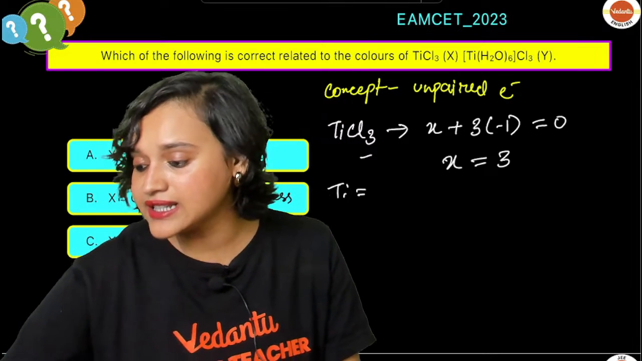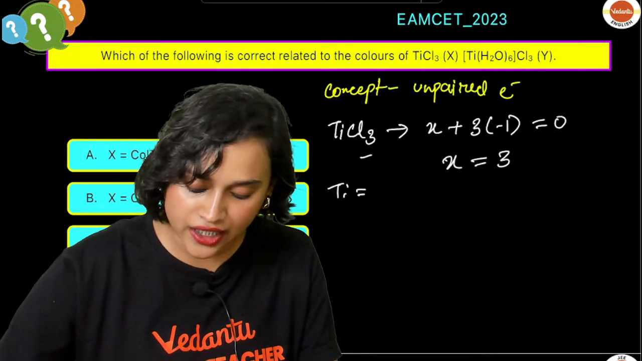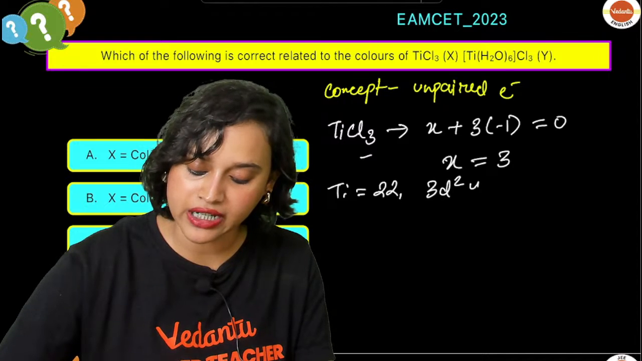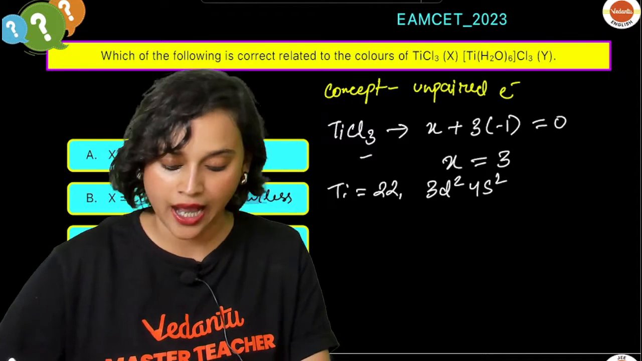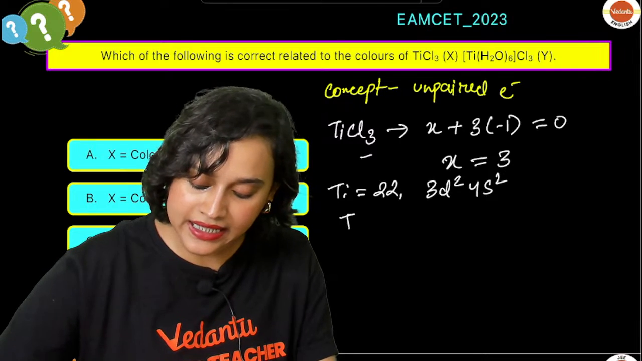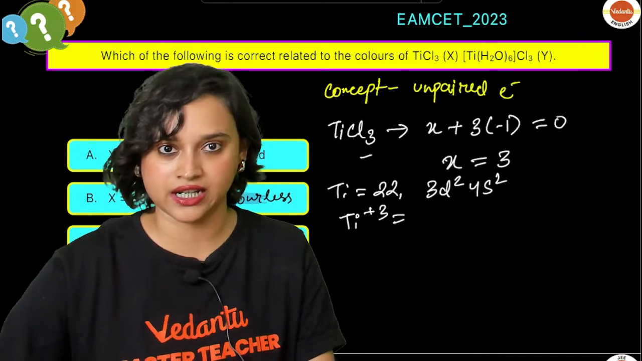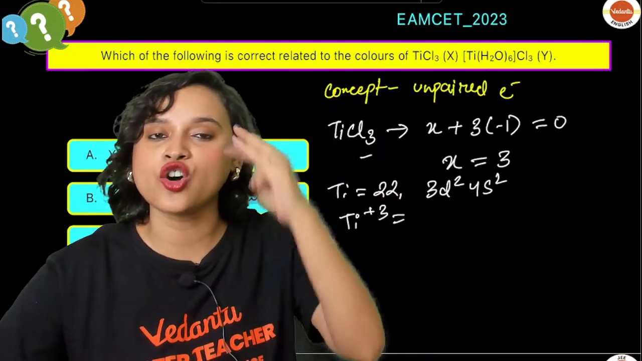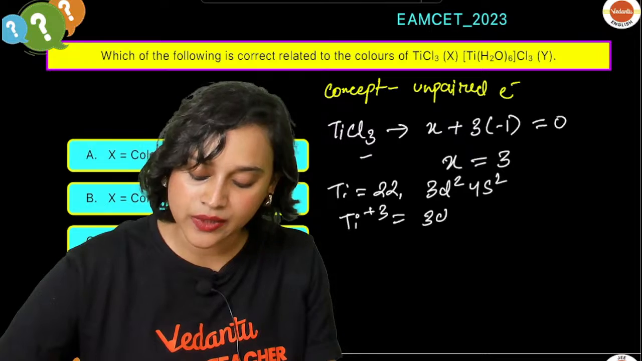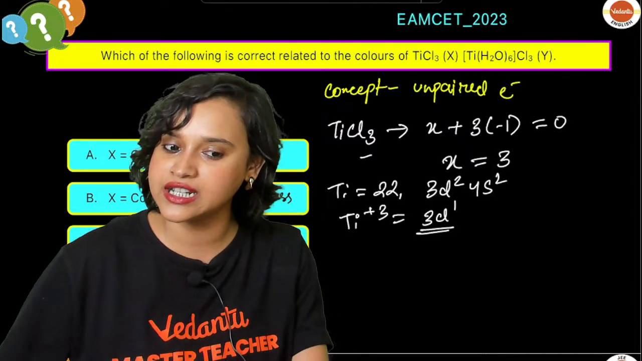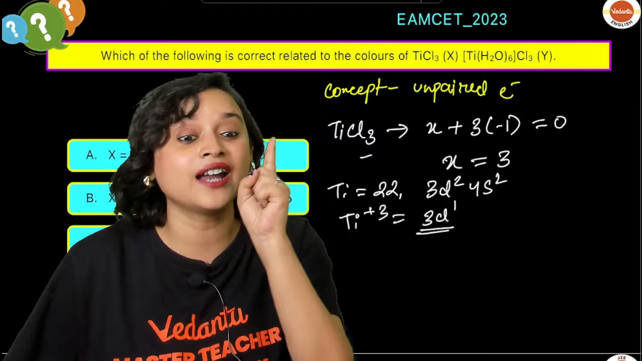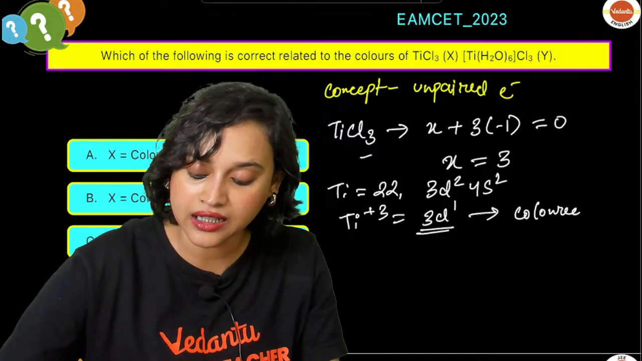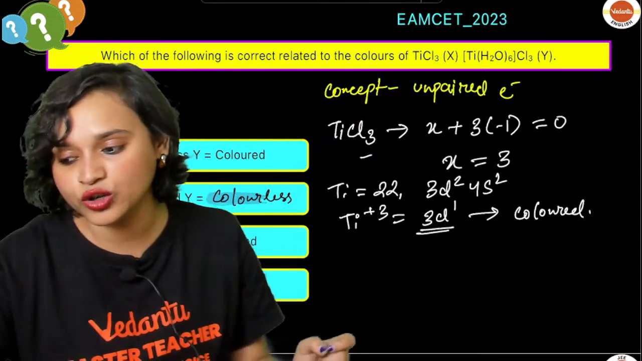Titanium has an atomic number of 22. Very good. So if it is 22, then the electronic configuration is going to be 3d2, 4s2. Am I right? Now you can see that titanium is in +3 oxidation state. That means 3 electrons it is going to give away. If it gives away 3 electrons, then it will have a 3d1 configuration, and since there is 1 unpaired electron, this compound is going to be colored.